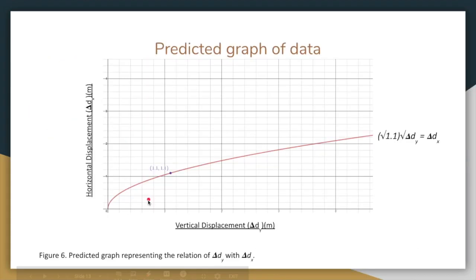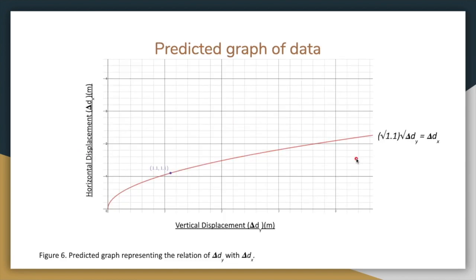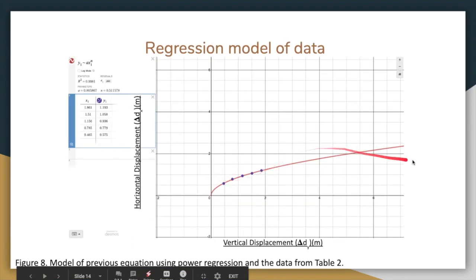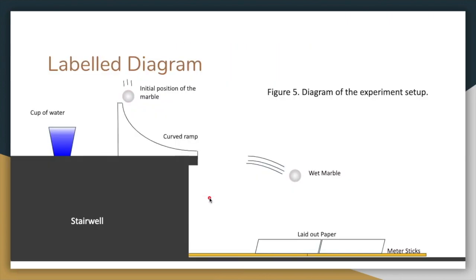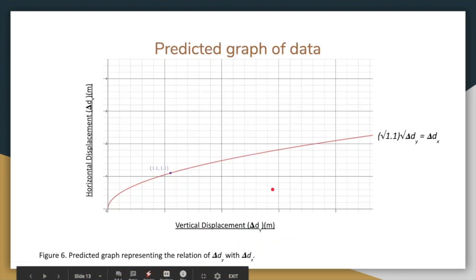So over here, it gives you a graph like this, which is very similar to the one that we predicted. And it shows an exponential relationship. So this is kind of like a setup of the experiment. You have the cup of water which you dip the marble into, so that when it lands on the paper, it kind of gives a watermark, and then you can measure the average of the watermark, or the midpoint of it, and then from that you can find the distance from that middle to the stairwell, and that'll give you the displacement, the x displacement.